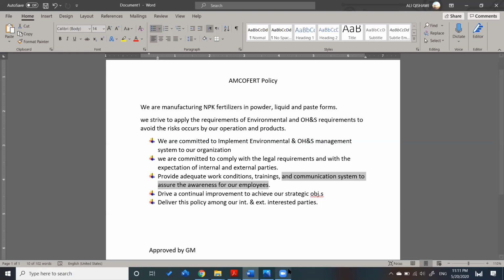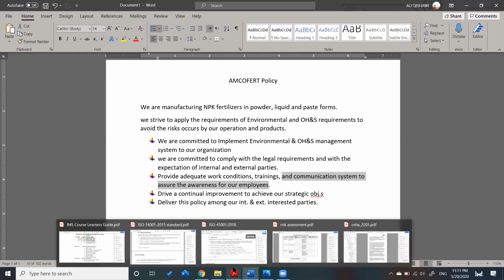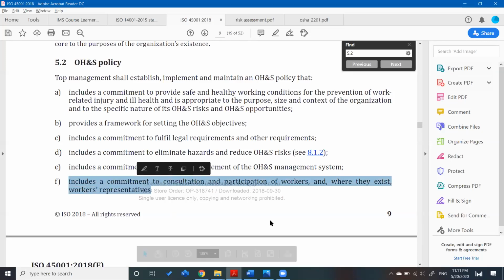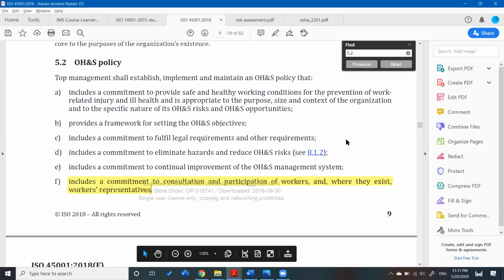If you see again, show the standard, see the requirement. Commitment to consultation and participation of workers. Awareness is another thing. You can do the awareness by providing training, but where is the participation of workers? How are you going to ask them? How are you going to take their feedback on health and safety issues? We need to include it. But overall it is okay.